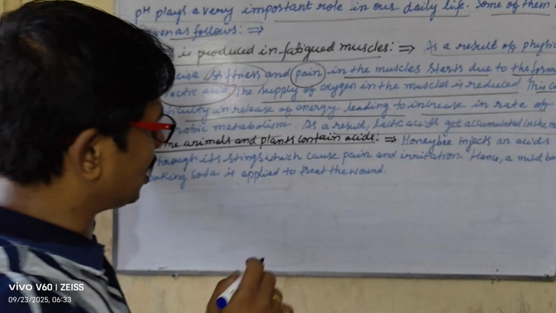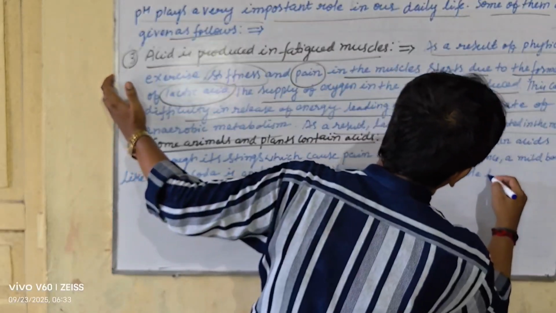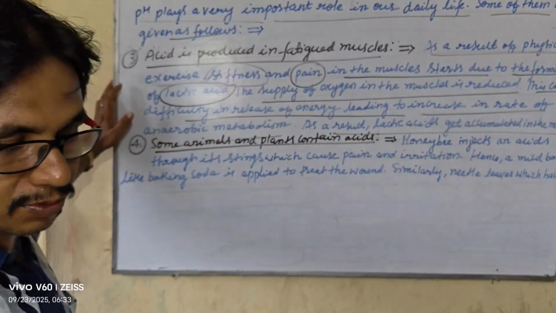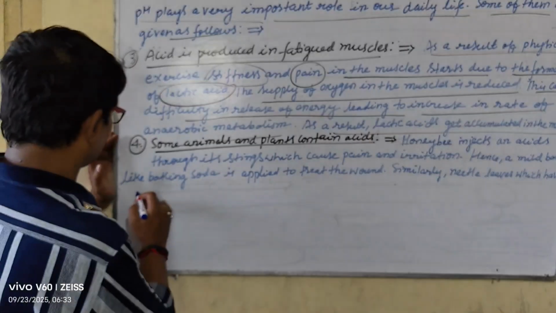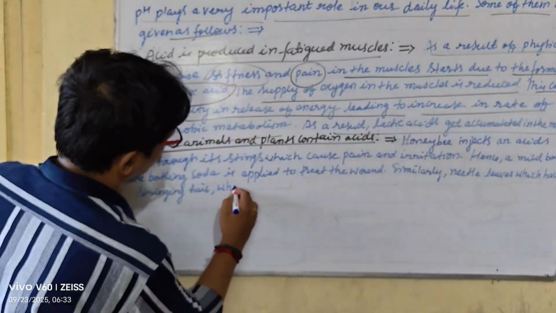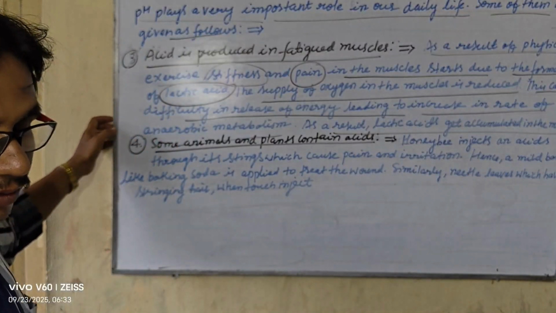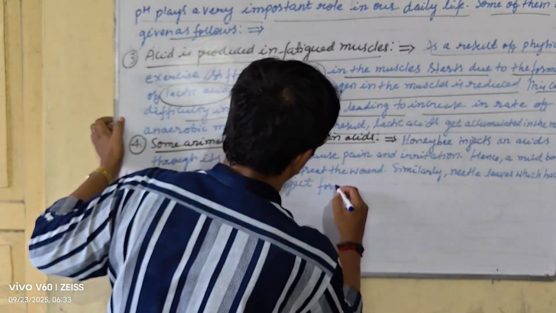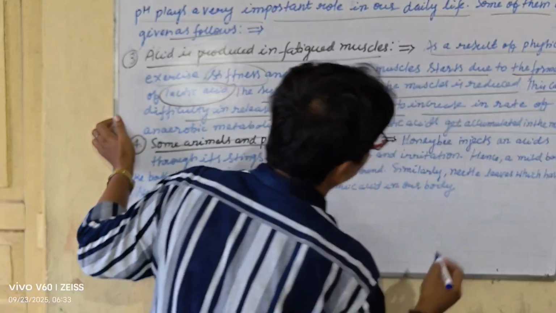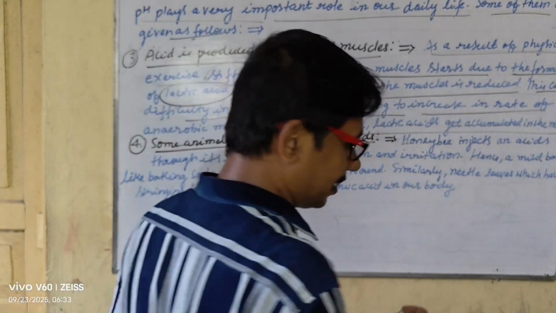Similarly, nettle leaves, which have stinging hair, when touched inject formic acid in our body. This causes a burning pain.